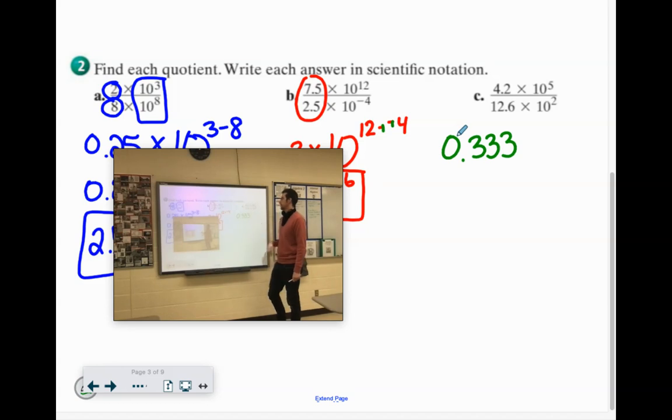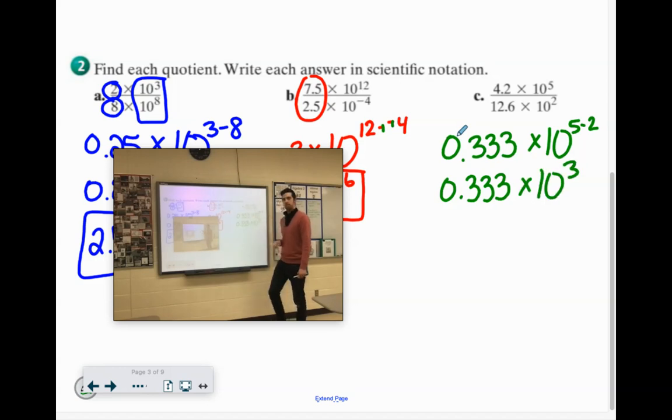So let's just leave it there. 0.333. We're going to subtract the exponents. 5 minus 2. And 5 minus 2 is 3, so 0.333 times 10 to the third. Is that in proper scientific notation? No! We need to make that 3.33. So we made that larger, so we need to make the exponent smaller. Smaller than 3 would just be 2.